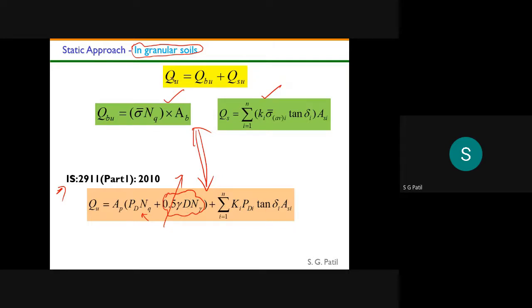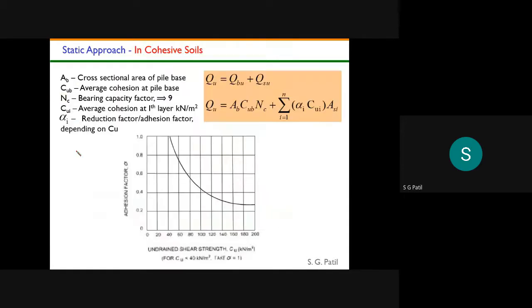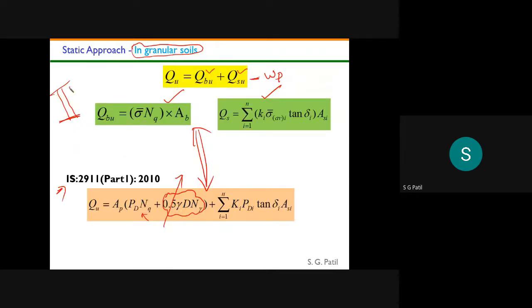And one more thing, see, this is the ultimate load: base resistance plus shaft resistance minus the weight of the pile. You have to consider the weight of the pile. Suppose this is your pile and this is my ground level. Whatever soil is there has to resist even the weight of the pile, along with whatever Q value is coming. Along with the Q value, it has to resist the self weight of this pile also, no?